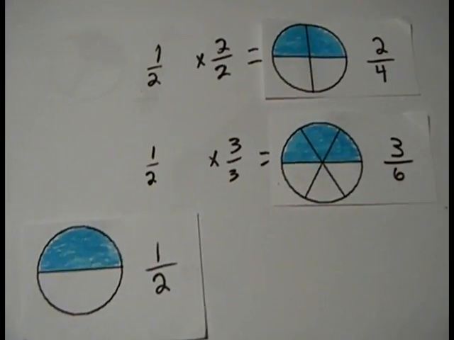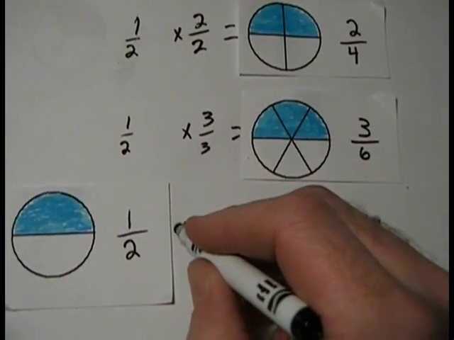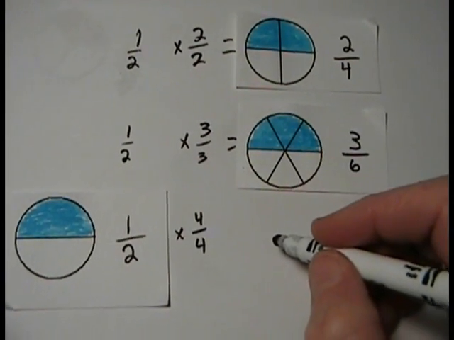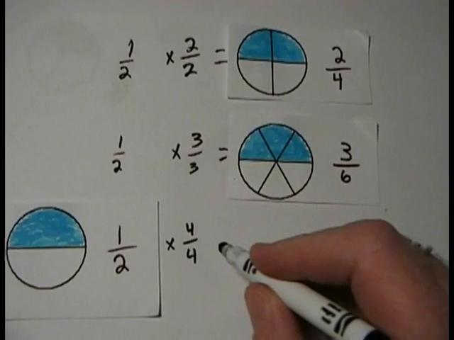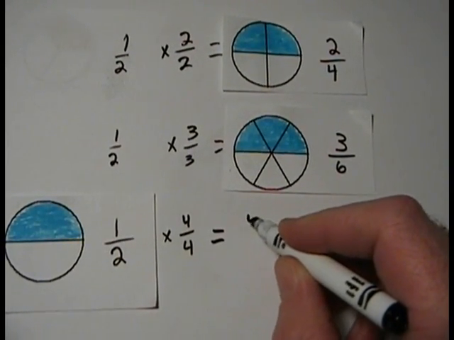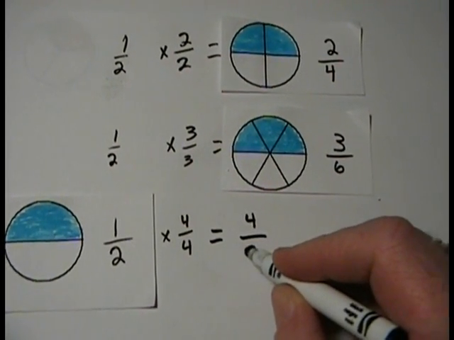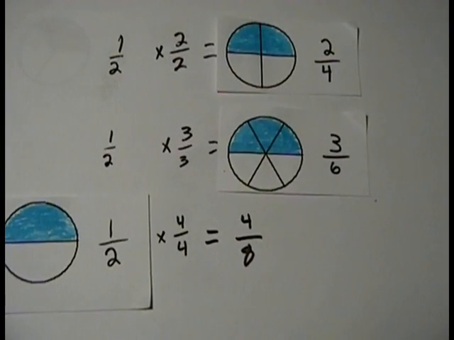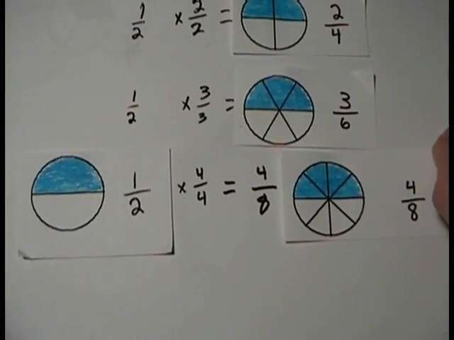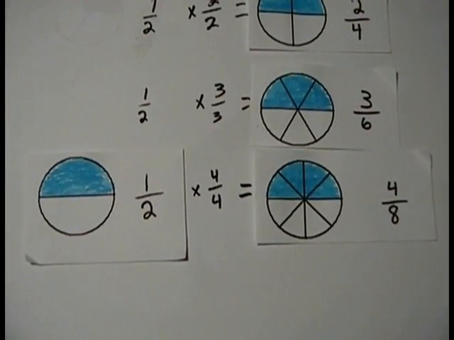Let's take 1/2 and multiply it by the next consecutive digit, which would be 4. So again, we multiply it by 4 over 4. So multiply the numerator and the denominator by the same number. Multiplying the numerators, 4 times 1 is 4, and the denominators now, 4 times 2 is 8. Again, looking at our model, 1/2 is equivalent to 4/8.